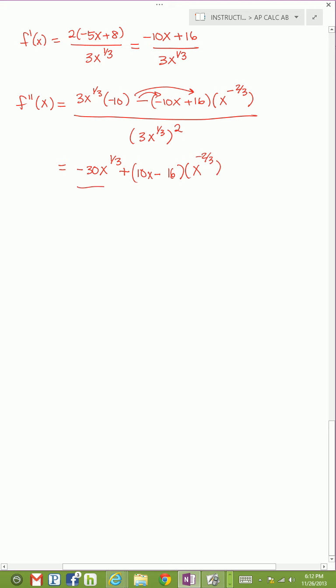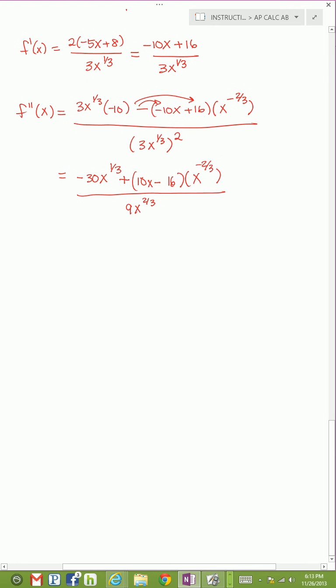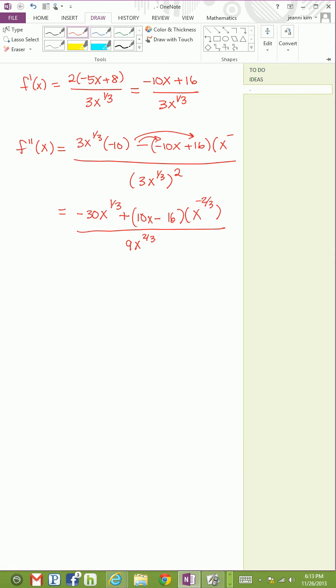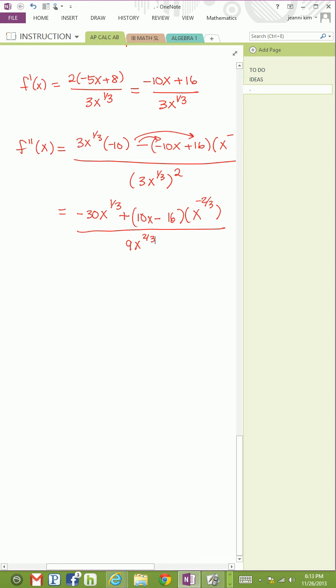And then this is all over 9x to the 2/3. Now here I have a negative exponent, so I don't want to have the negative exponent, so I'm going to have to create a denominator. Let's do that here. So my beginning term, Lord, I hope I have no mistakes here. My beginning term plus 10x minus 16 all over x to the 2/3, and then this is all over 9x to the 2/3.